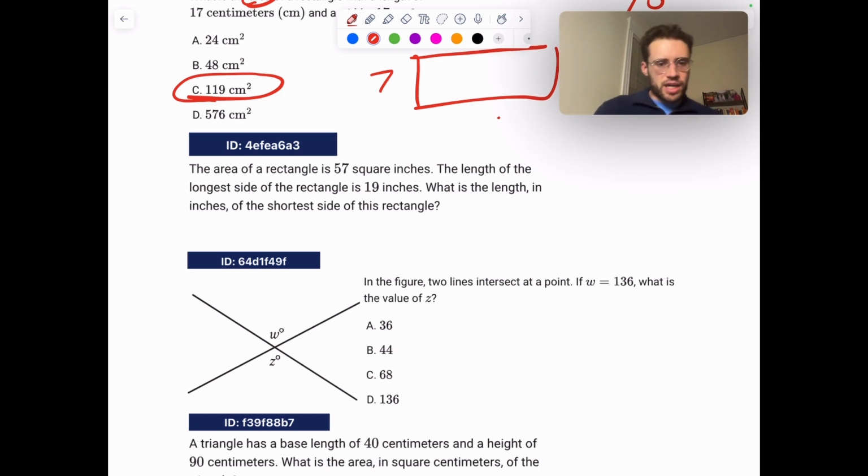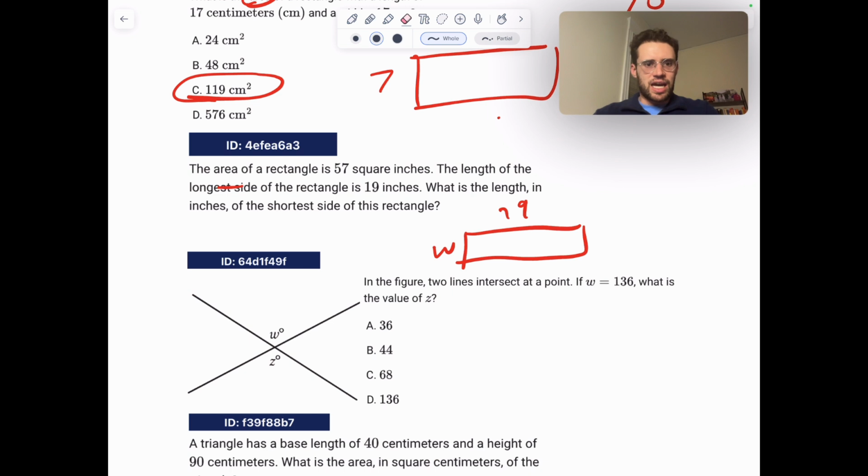The area of a rectangle is 57 square inches. The length of the longest side of the rectangle is 19 inches. This is 19. What is the length in inches of the shorter side? So basically they're asking for the width again. And what did they give us? The area. So 19 times W, length times width, or long side times short side, would give us the area.